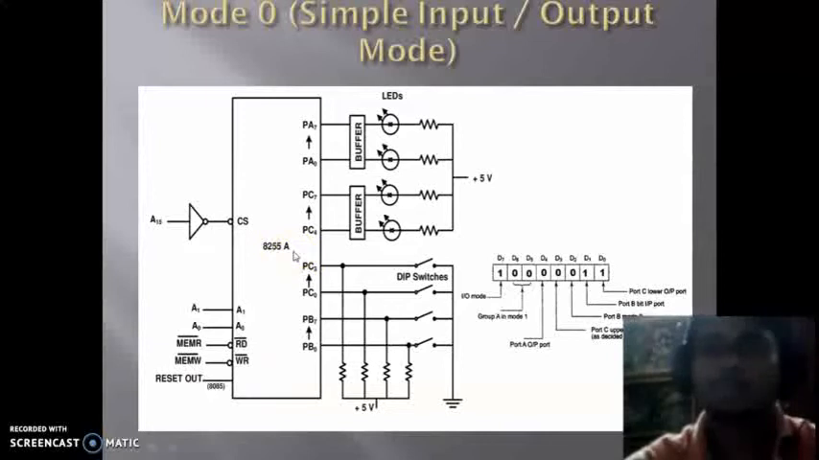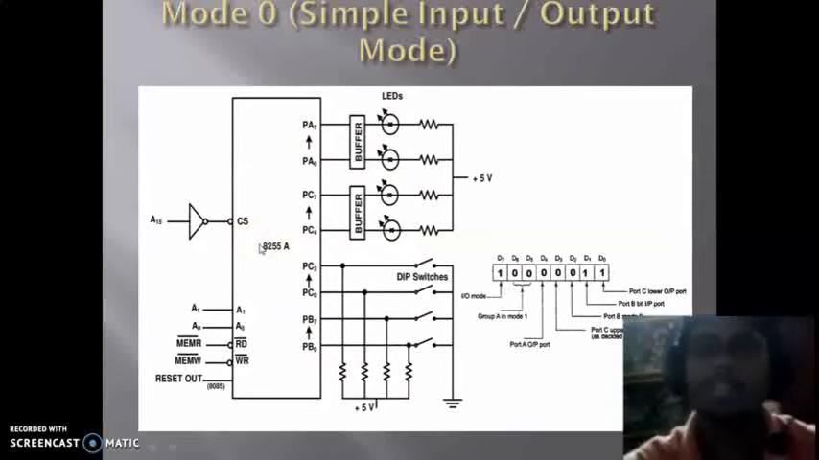So now here we have a problem that we have to solve by using this mode 0. When we press the DIP switches placed at port B, the corresponding bits of port A, that is, the connected LEDs, will blink. At the same time, if we press a switch of port C lower, the corresponding LEDs of port C upper will blink. So that is the problem that we have to solve by using the mode 0 technique.